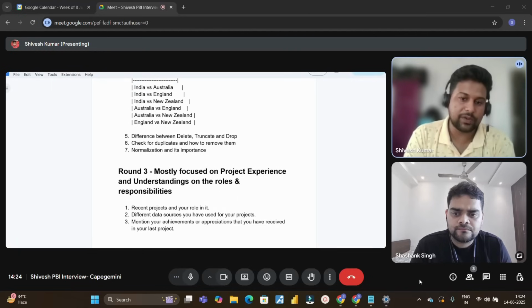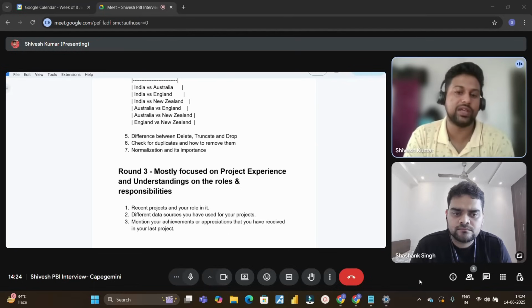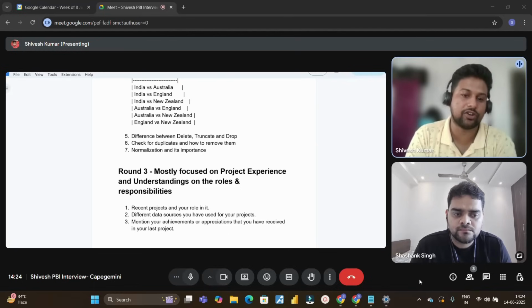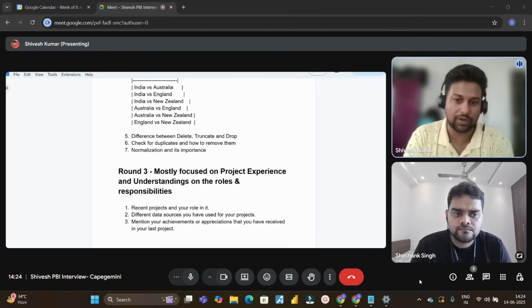What is the difference between delete, truncate, and drop? This is one of the confusing parts for SQL, so most candidates get confused in this. We should know this with a good example as well, of where you implement delete, truncate, and drop. Check for duplicates and how to remove them. This is a common question, checking for duplicates, but how to remove them? This is a little bit new for me. When I was preparing it, I got it, so we can prepare for the same as well.